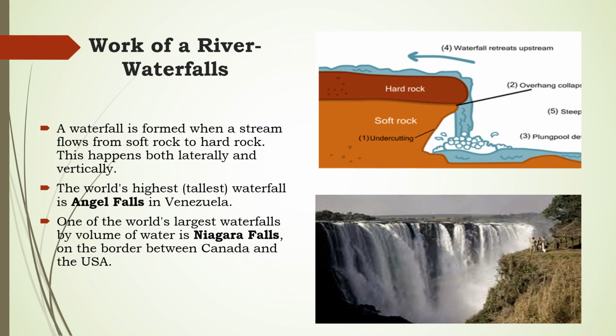A waterfall is a beautiful creation of a river. A waterfall is formed when a stream flows from soft rock to hard rock. This happens both laterally and vertically.